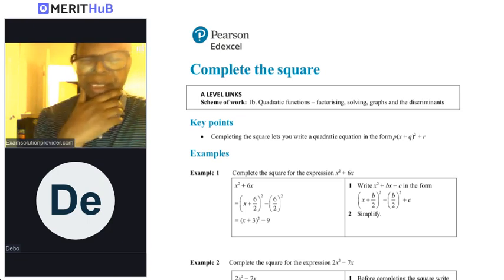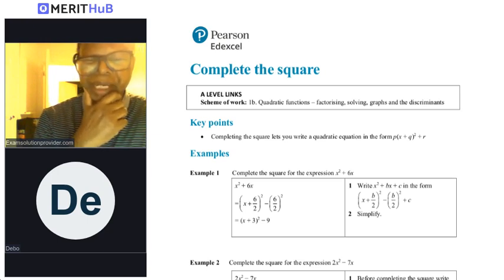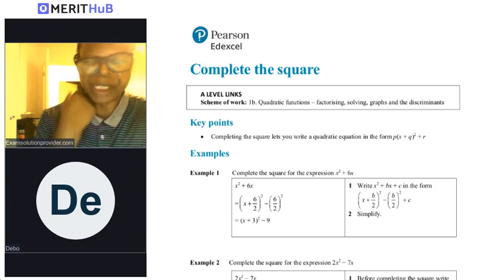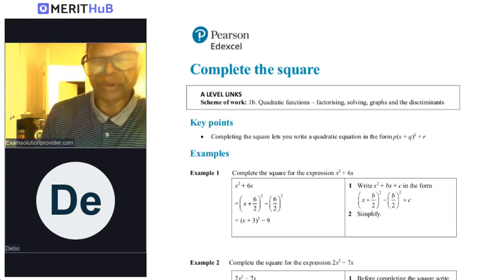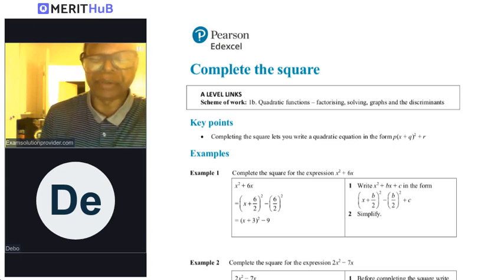So the next one is 2x² minus 7x. We need to take 2 out first, so we need to divide by 2, which in a sense means we are factoring out 2. If we factor out 2, then 2x² divided by 2 is just x², and then 7x divided by 2 is 7 over 2 x.